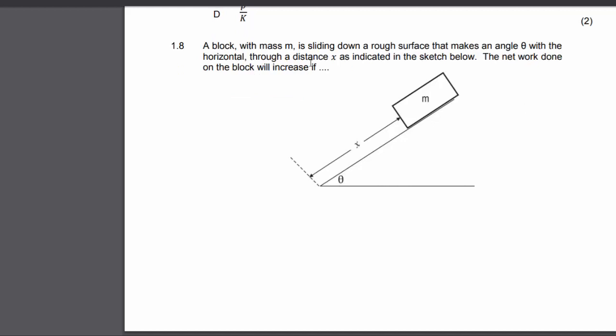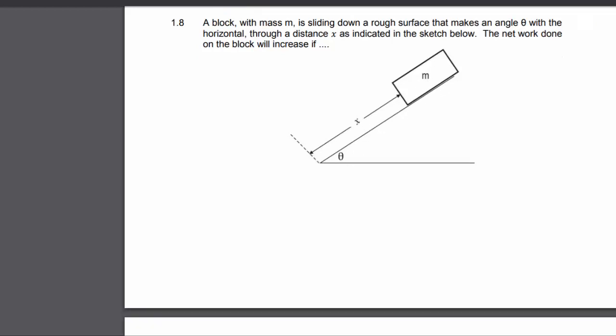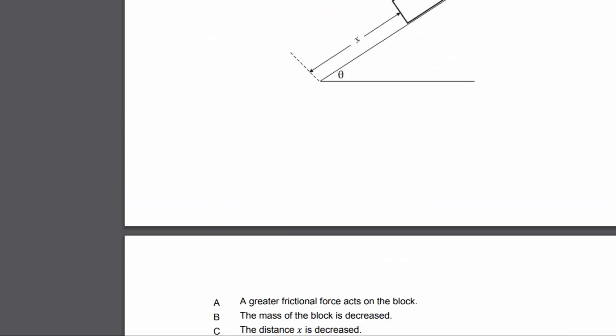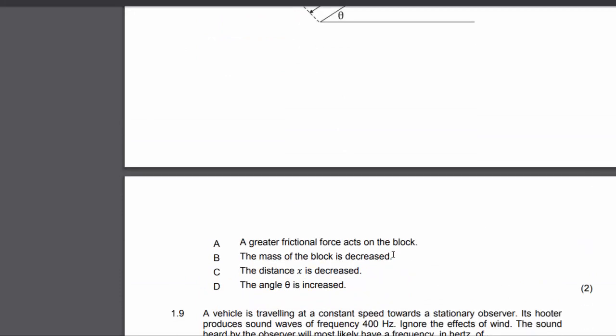A block with mass m is sliding down a rough surface that makes an angle theta with the horizontal through a distance of x as indicated in the sketch below. The net work done on the block will increase if: a greater frictional force acts on the block, the mass of the block is decreased, the distance x is decreased, or the angle is increased.